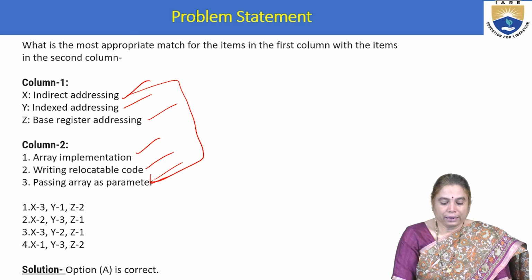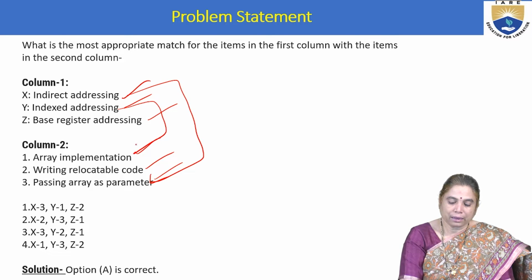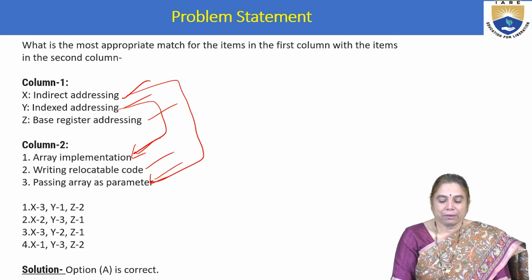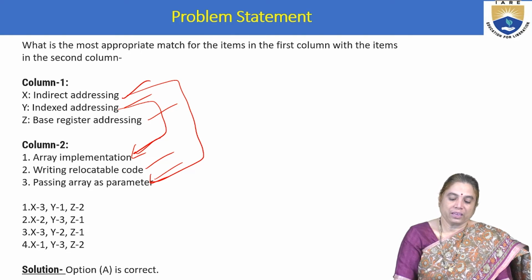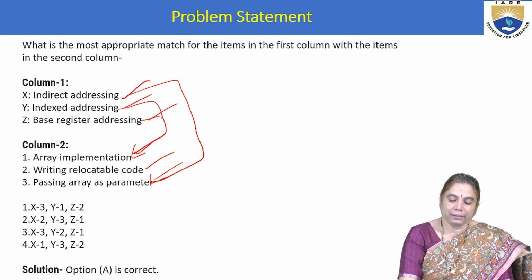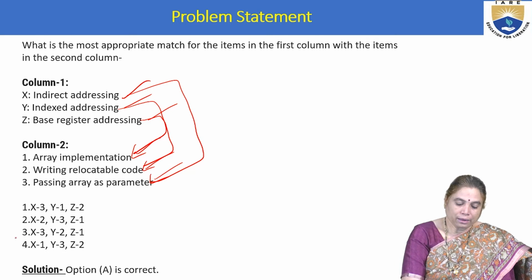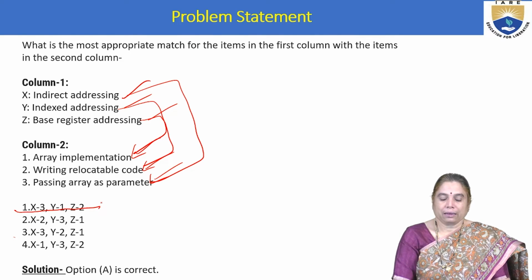And for indexed addressing mode, array implementation is the correct option. Array elements can be fetched and used in computation with the indexing mechanism. And base register addressing is used for writing relocatable code. So here X3, Y1, Z2, A is the correct option.